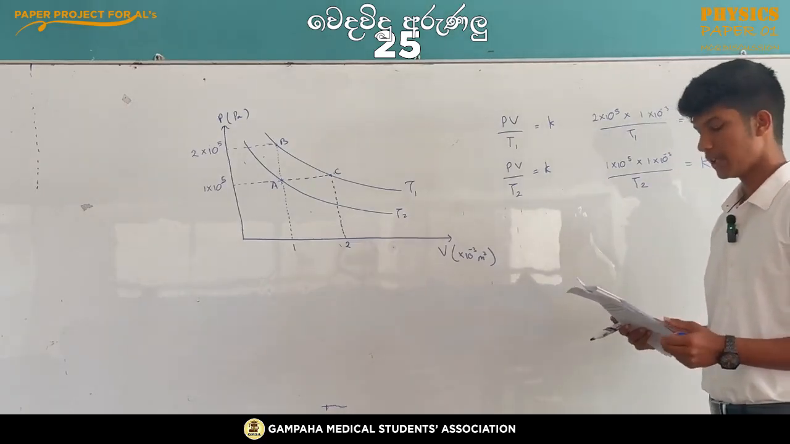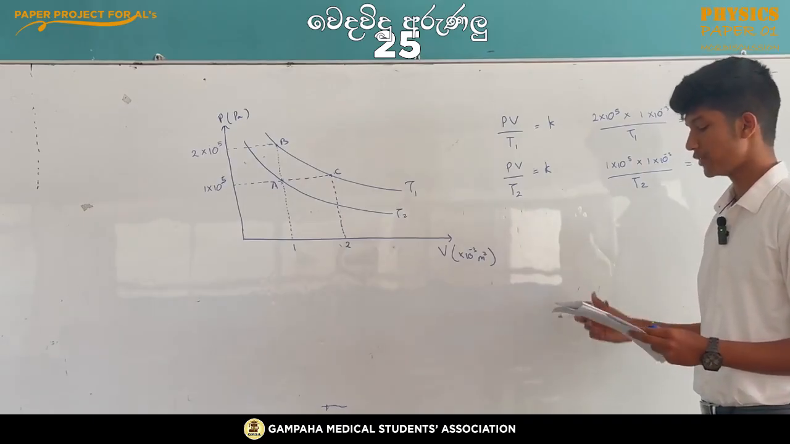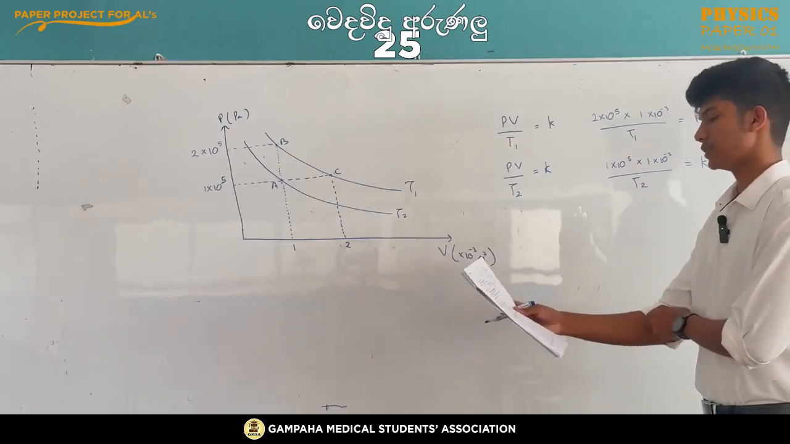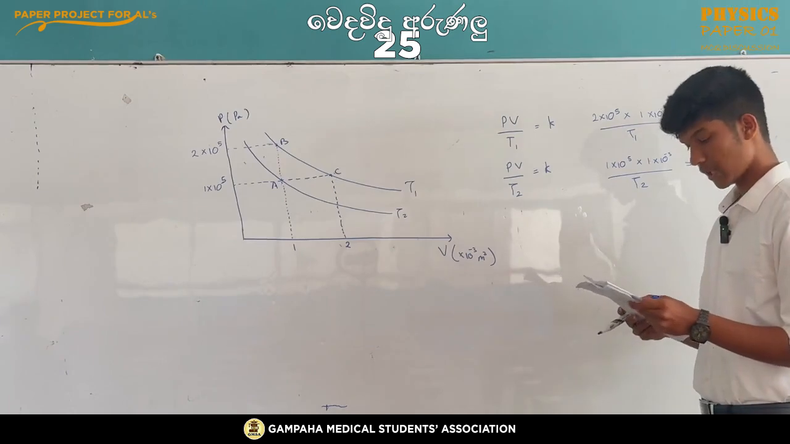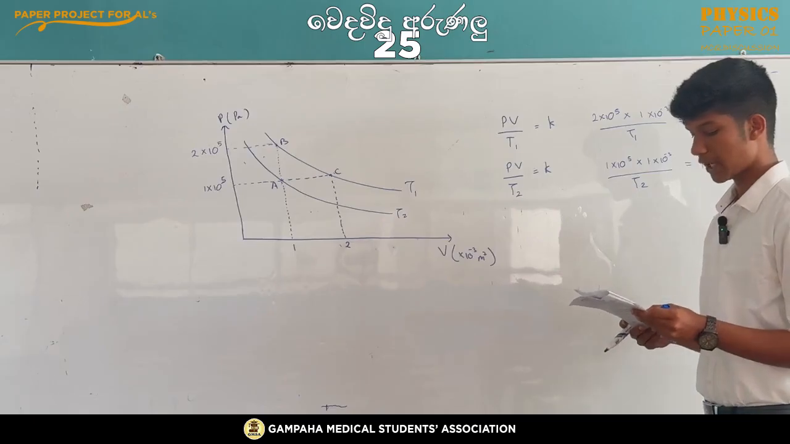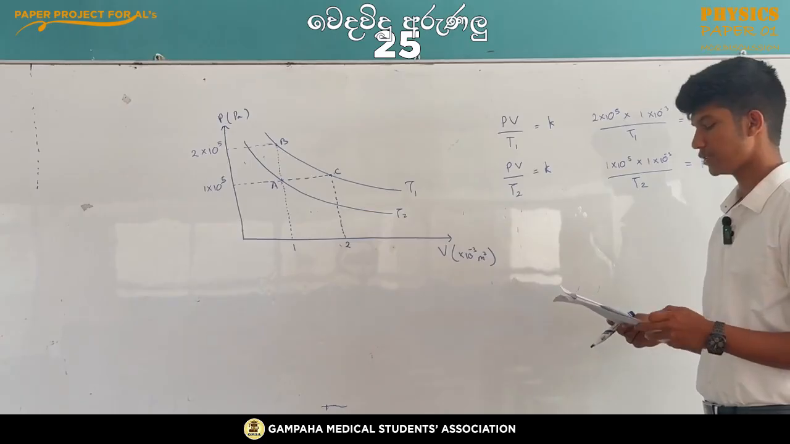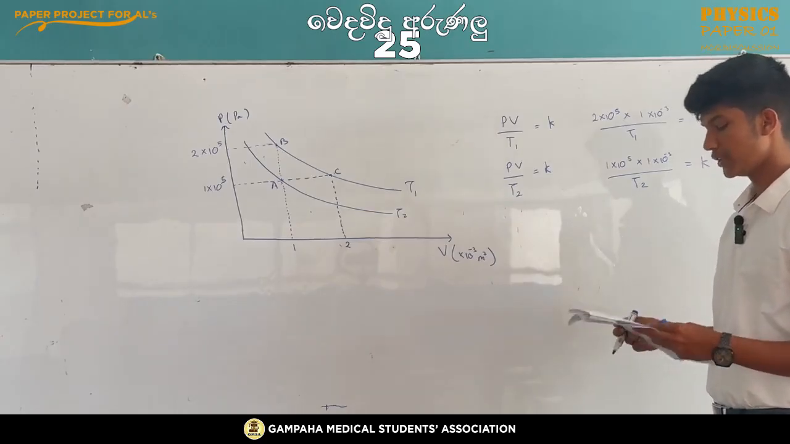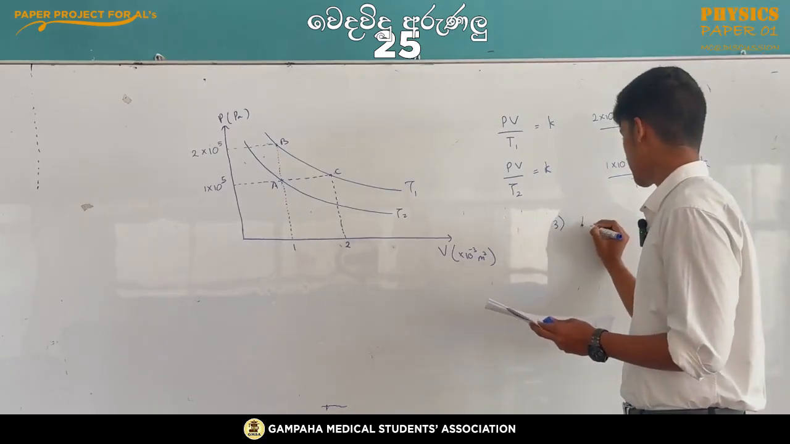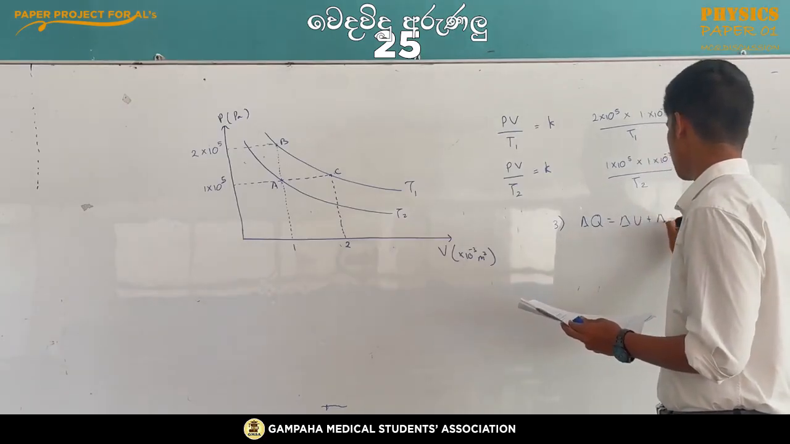In the second statement, at every point of the graph, PV over T remains a constant. This is true as the mass is constant. PV over T is a constant. In the third statement, when gas expands from B to C, as shown in the graph, an energy transmission from the surrounding environment to the gas doesn't occur. So in this statement, you have to remember the equation delta Q equals delta U plus delta W.